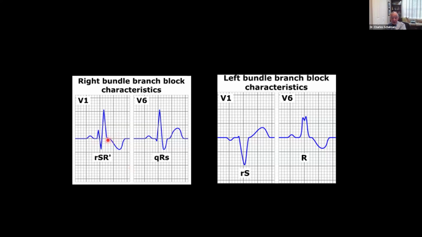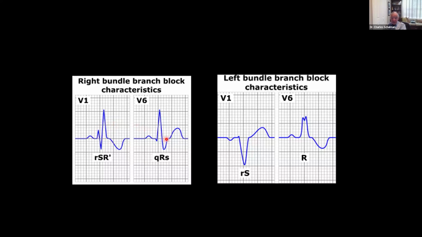In right bundle branch block, the initial deflection, the initial depolarization of the ventricular septum is normal. That is, it goes from left to right, followed by an S wave because the impulse travels to the left ventricle. And in the case of right bundle branch block, secondarily toward the right. Remember, V1 is located on the right side of the chest. So this is right bundle branch block because the vector is traveling toward V1.